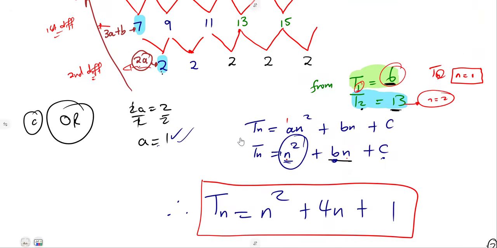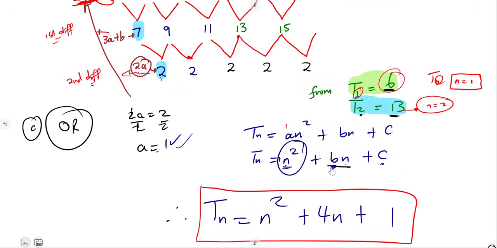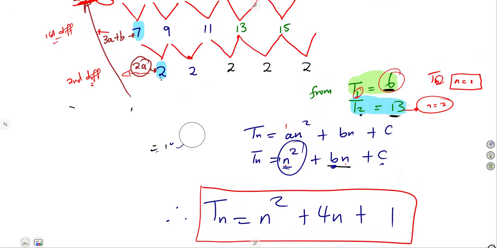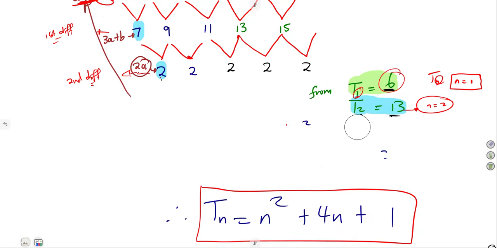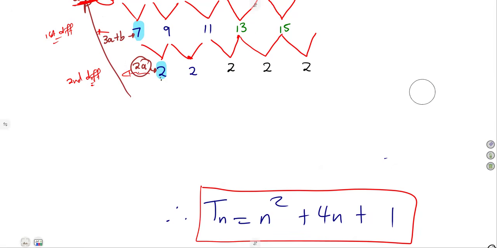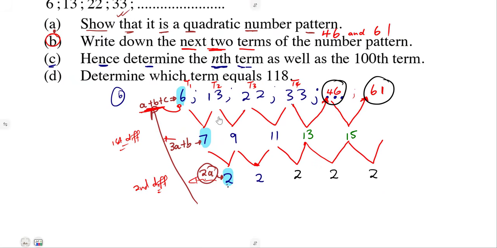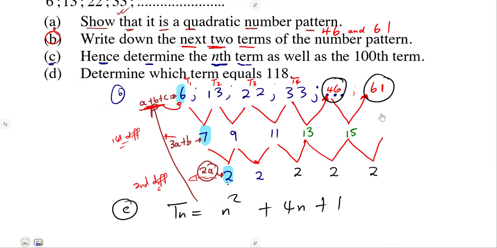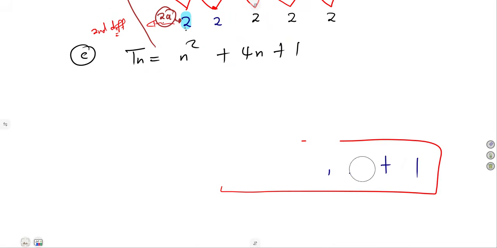So that is why I always say this type of question is actually in your hands. You play around with it the way that you want or the way that you understand. All right, so let's continue from that same part of the question. Remember, we were on C, so we managed to calculate our Tn. We said it's n squared plus 4n plus 1. All right, is that so?